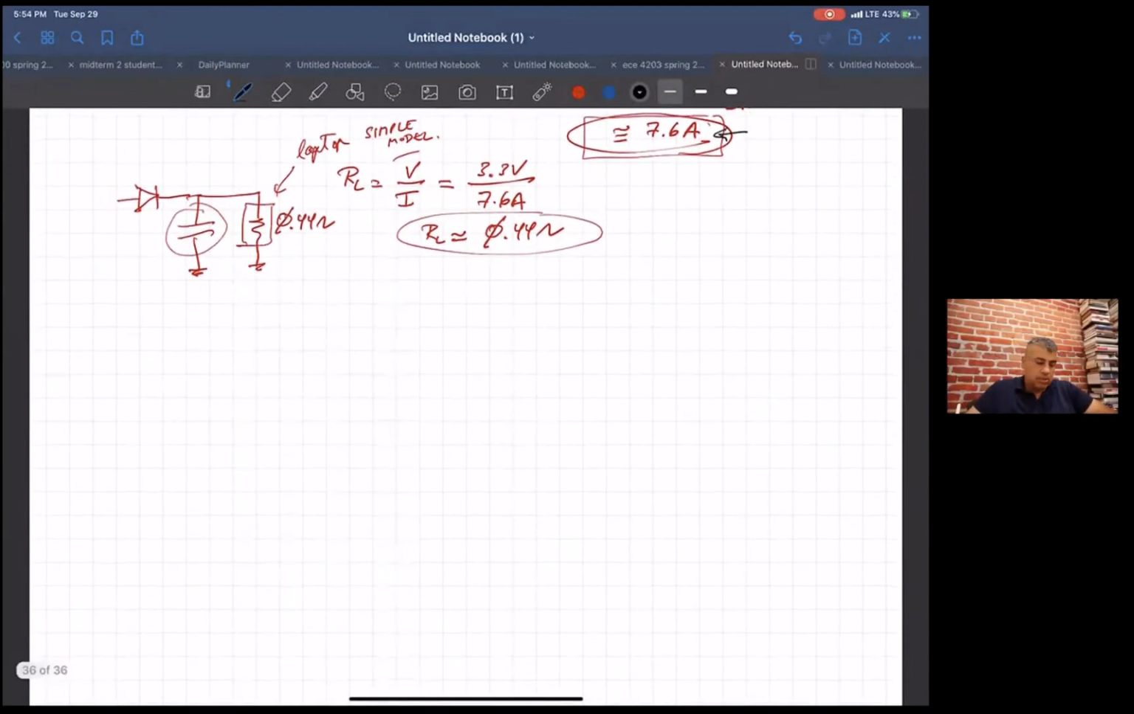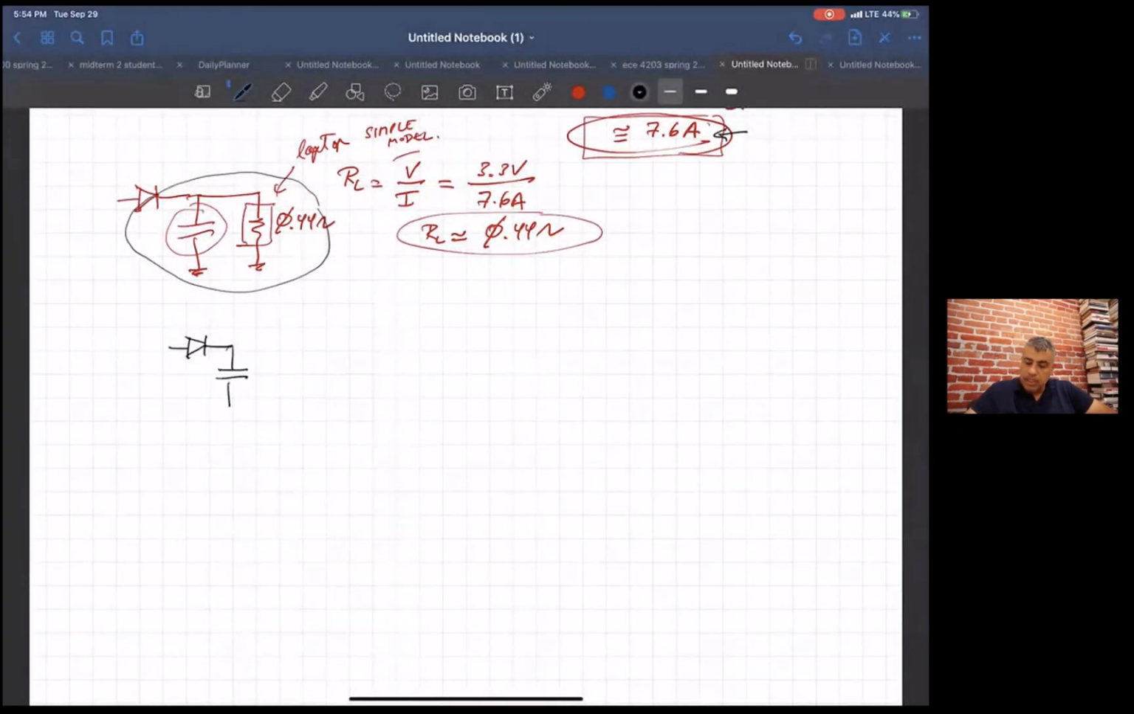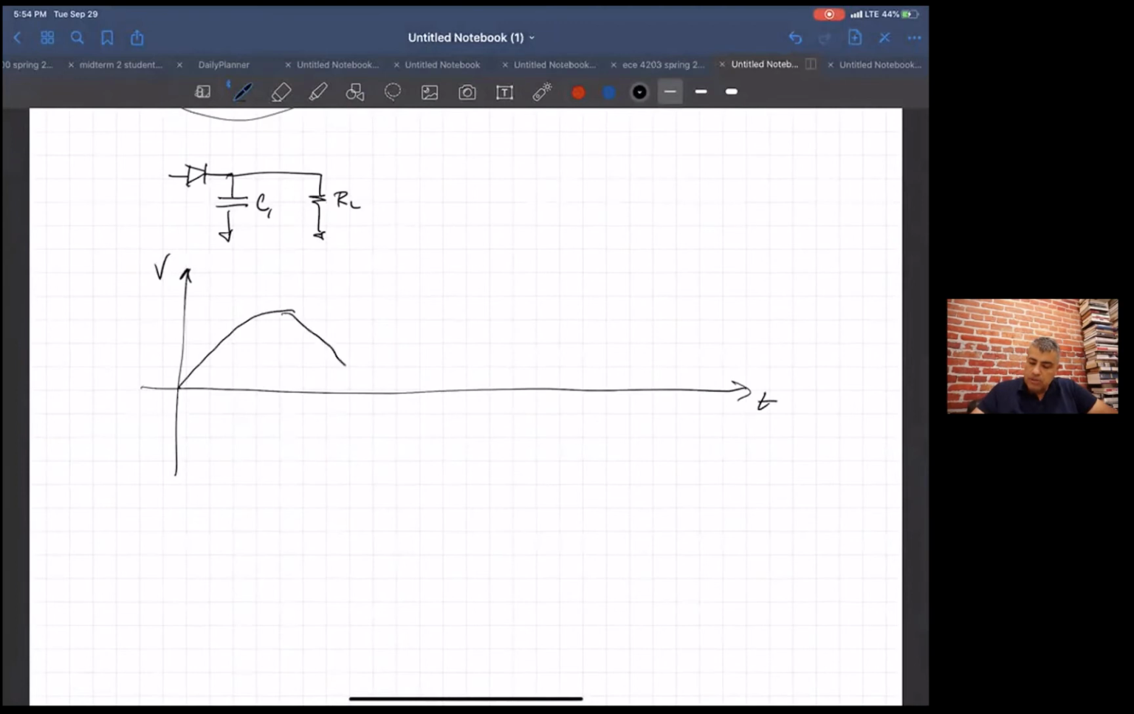Okay, so let's say we have this thing. Now let's look at the case again. What happens when we have this kind of situation? Not the exact value, but let's just call it. So we have our C sub 1, R sub load. Okay, so again, what happens is we have time and we have voltage.